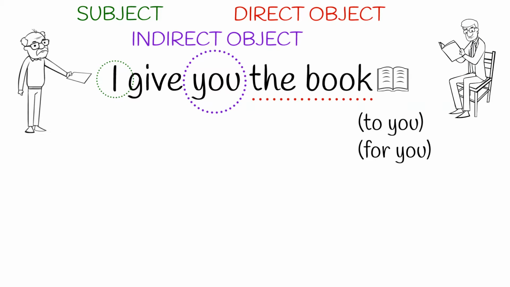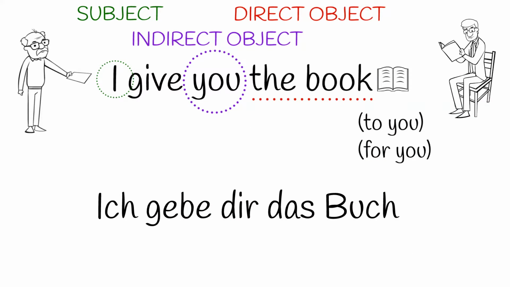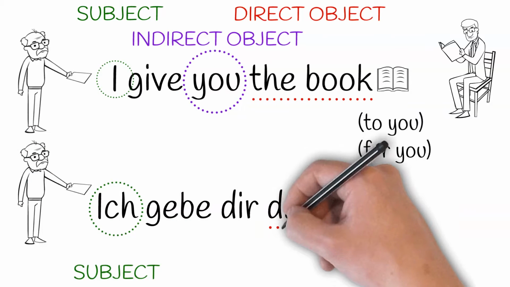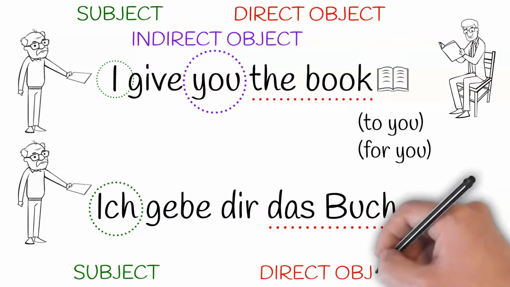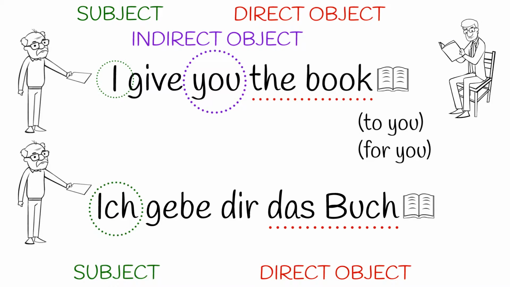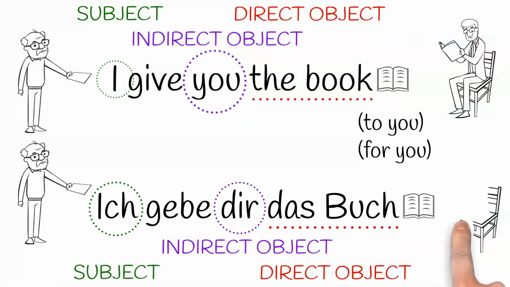The translation of this sentence in German will help us understand this better. Ich gebe dir das Buch. Ich is the subject because it controls the verb gebe. Das Buch is the direct object being affected directly by the verb gebe, and dir, to you, is the indirect object being impacted indirectly by the verb.